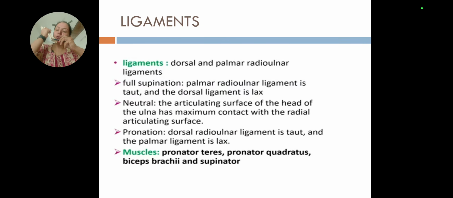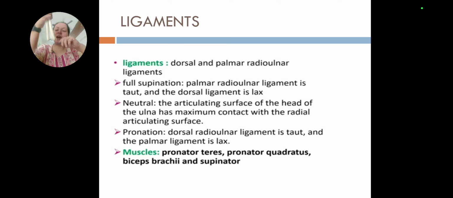Now the ligaments. As I told you, there are dorsal as well as palmar radio-ulnar ligaments. Now in supination, the palmar radio-ulnar ligament is taut and the dorsal radio-ulnar ligament is lax, whereas in the neutral position, the articular surface of the head of the ulna has maximum contact with the radial articular surface. This is the neutral position. Okay? So there is no action taking place between the palmar and the dorsal. Whereas in supination, the palmar radio-ulnar ligament gets taut, and in pronation, the dorsal radio-ulnar ligament gets taut. Fine.